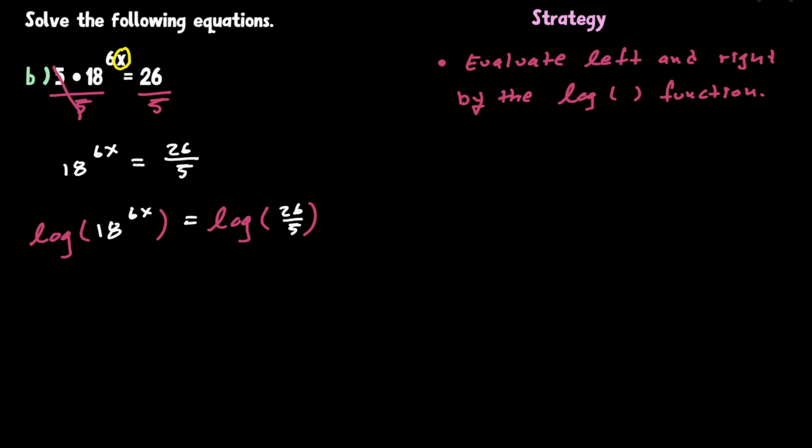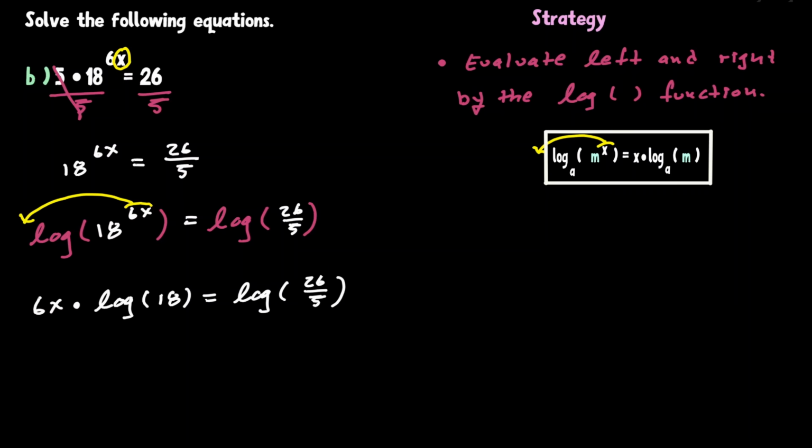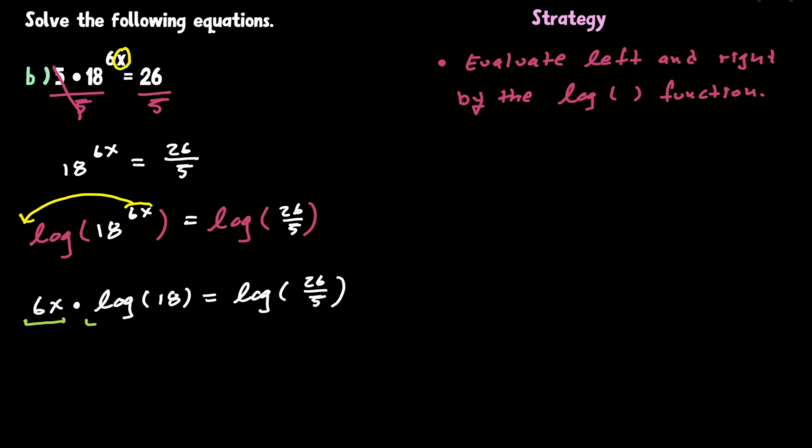And now the advantage of this is that we can apply the power rule. Let's get the exponent on the inside, and let's bring it to the front. Let's get this 6x, and let's bring it to the front of log. So now we have two expressions on the left. And notice that they are multiplied. So let's eliminate log of 18 so that we can start isolating for x. And the way that we're going to eliminate it is by doing the opposite. If we're multiplying, the opposite is division. So let's divide log of 18 on the left and the right.